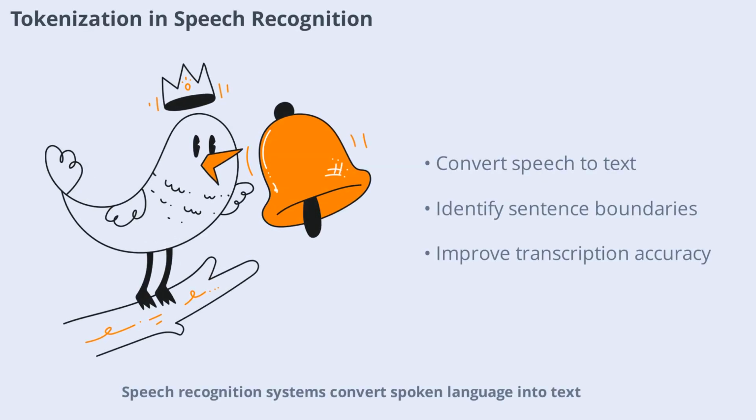Speech recognition systems convert spoken language into text, which is then tokenized for further analysis. Tokenization helps these systems understand sentence boundaries, word usage, and context, improving transcription accuracy. By breaking down transcribed text into tokens, speech recognition tools can deliver more reliable and meaningful results.